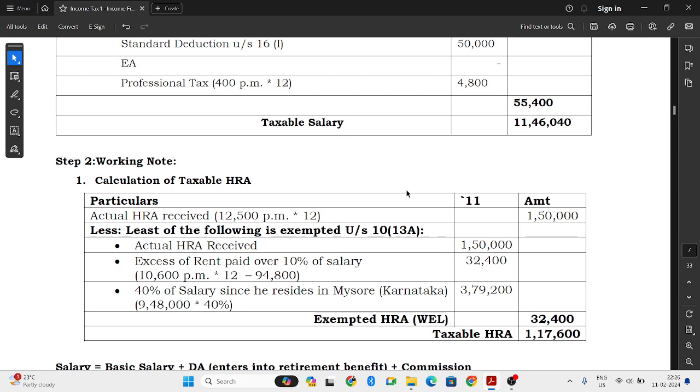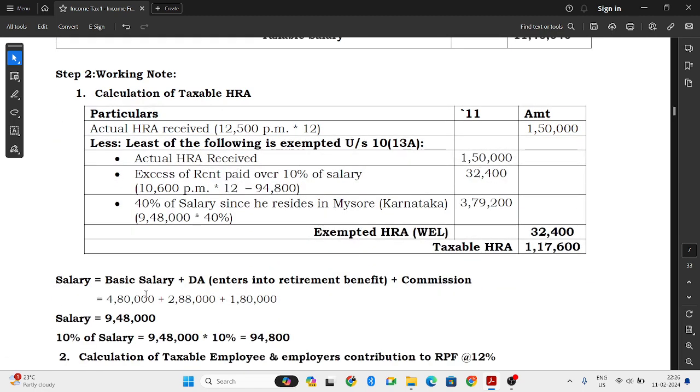So first we will take actual HRA received. So total he is receiving house rent allowance 12,500 per month into 12 months, that is 1,50,000. So that will be the first exemption, that is 1,50,000. Second is excess of rent paid. So total he is paying rent 10,600 per month into 12 months over 10% of salary.